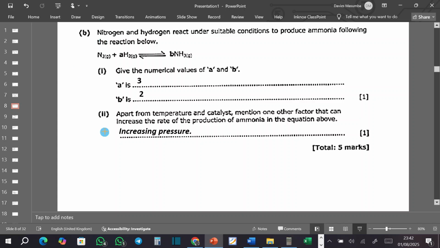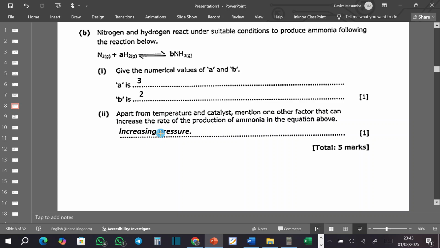Then Roman numeral 2, they say, apart from temperature and catalyst, mention one other factor that can increase the rate of the production of ammonia in the equation above. So apart from temperature, which we know helps to increase the rate of production of ammonia, mention one other factor. Another factor is pressure, increasing pressure.